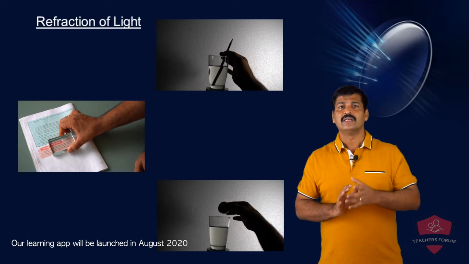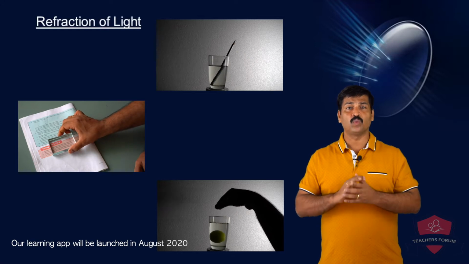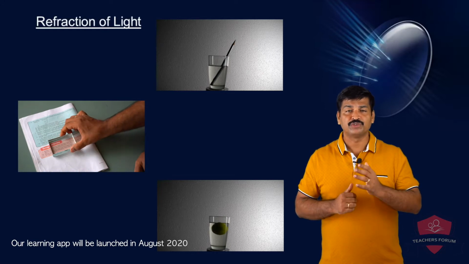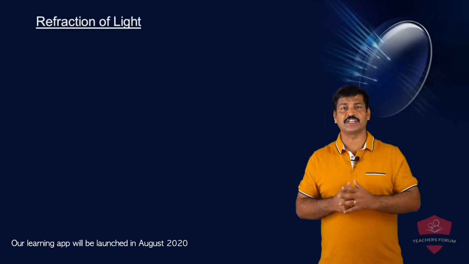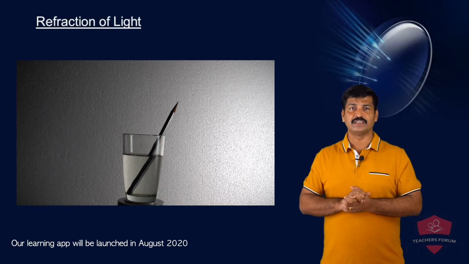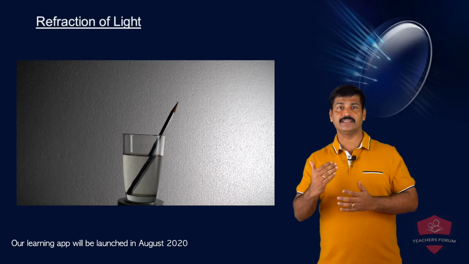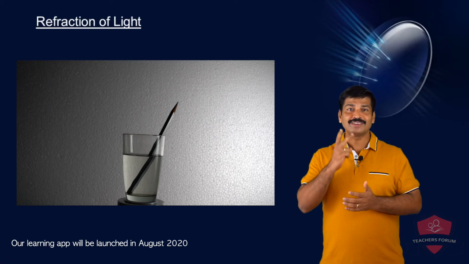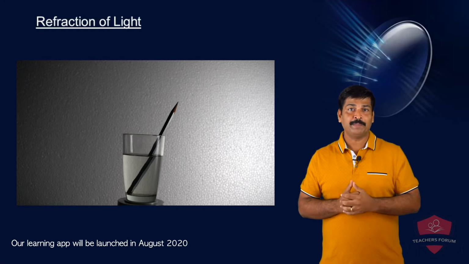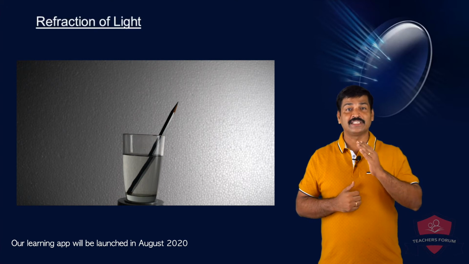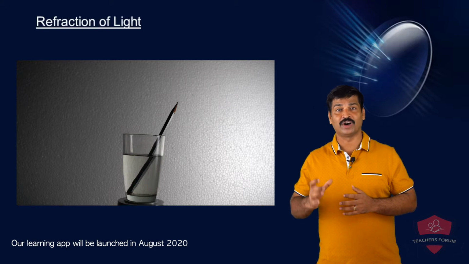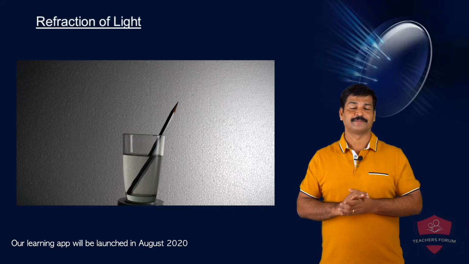Why? Because when light travels from one transparent medium to the other, the direction of light changes. Now see the first case. The light from the part of the pencil that is immersed in water first travels through water, then enters into air. So two mediums are there. The first one is water, the second one is air. So what happens to the light ray? The light ray changes the direction of its propagation, because the first medium was water and the second medium was air.